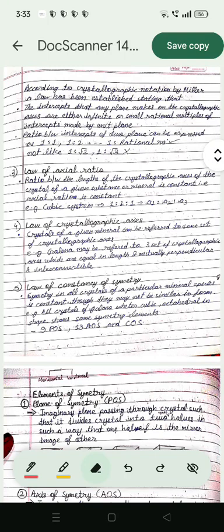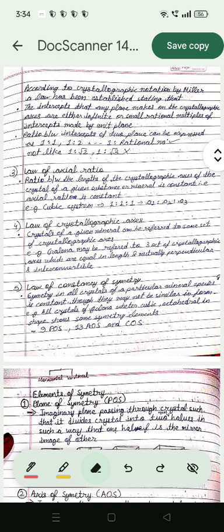Law of crystallographic axes. Crystals of a given mineral can be referred to the same set of crystallographic axes. For example, galena may be referred to three sets of crystallographic axes which are equal in length, mutually perpendicular and interconvertible. Different crystals of galena are referred to three sets of crystallographic axes that are equal in length and mutually perpendicular, and all their properties can be explained with these three sets of crystallographic axes only.